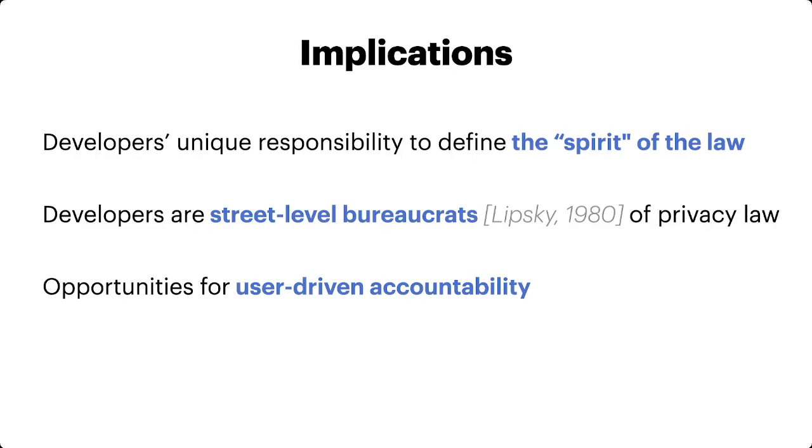A second implication is that developers can and should be understood not only as technical workers within companies, but also as so-called street-level bureaucrats of public policy. This complements internet governance research that has demonstrated how technology companies act as central points of control, especially through institutional factors, by highlighting the specific and unique role that developers play in shaping public policy.